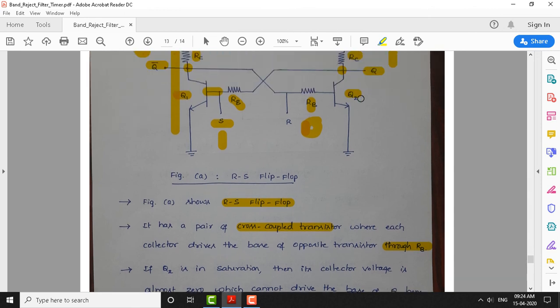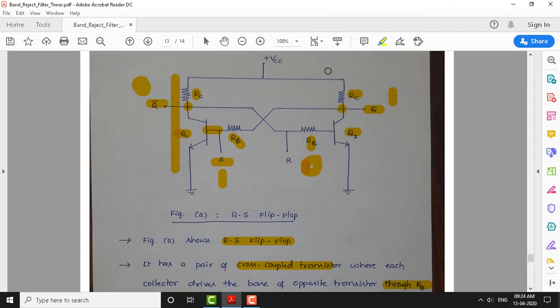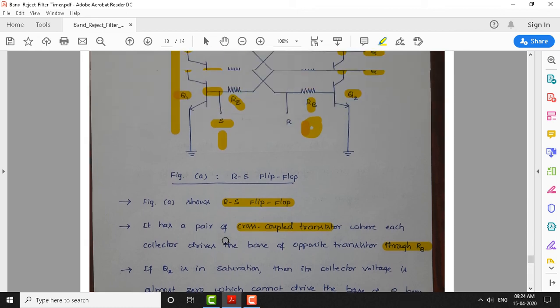That means if I assume that this is going to be on, because R will be applied as logic 1, or high voltage, here Q2 becomes on. Q2 is in saturation, and its collector voltage will be almost 0. Its collector voltage drops because maximum signal goes to the ground. So the collector voltage is almost 0, which cannot drive the base of Q1, hence Q1 is in cutoff. We started by assuming Q2 is in saturation, so therefore Q1 will be in the cutoff region.